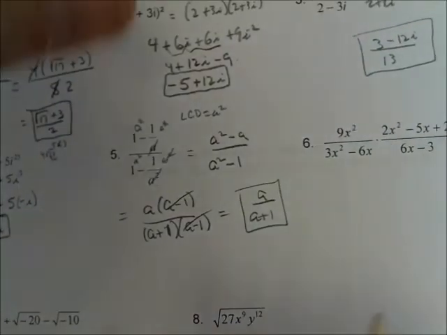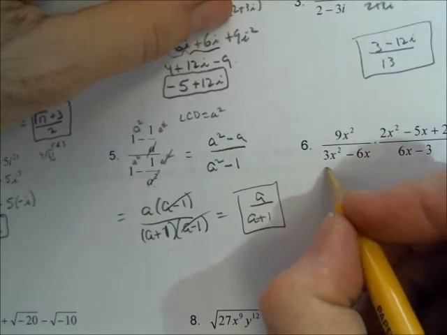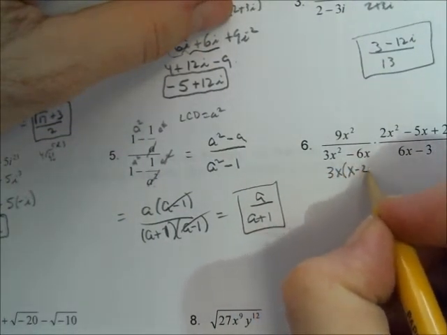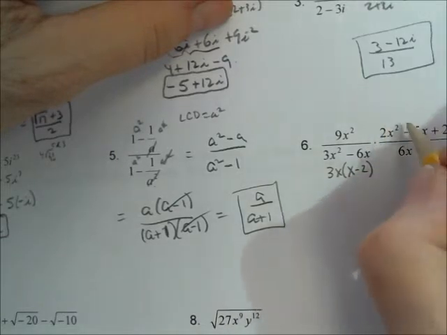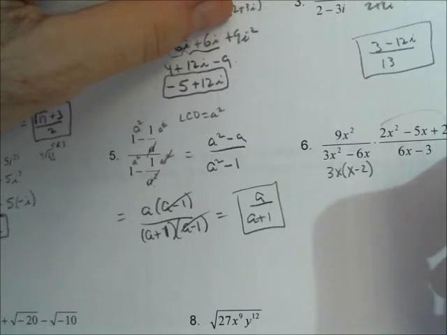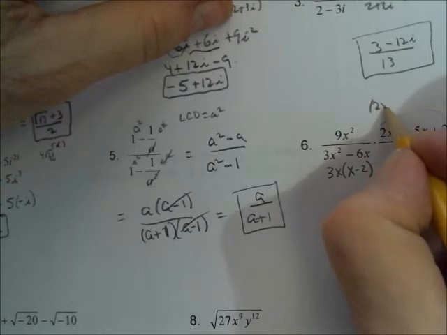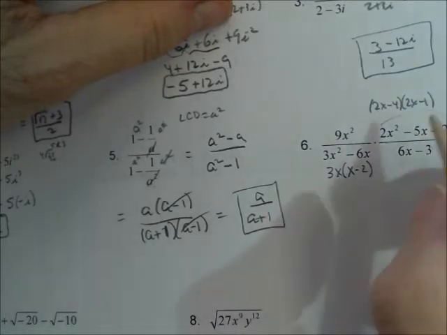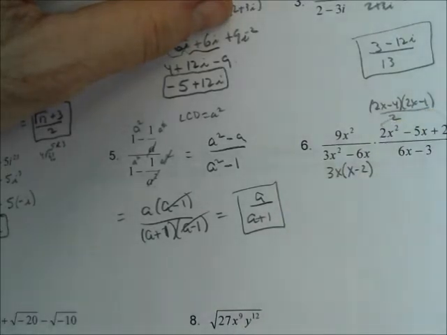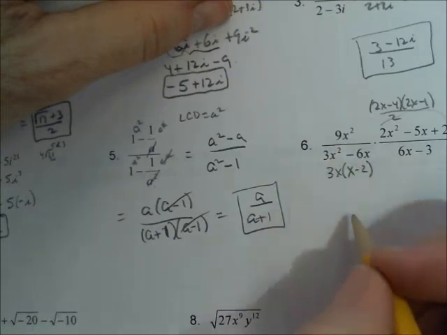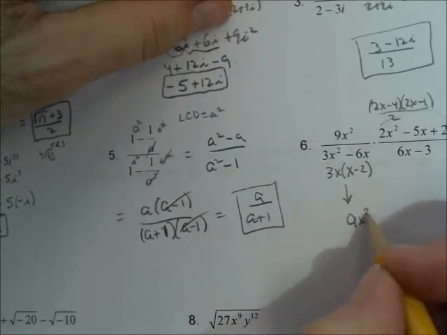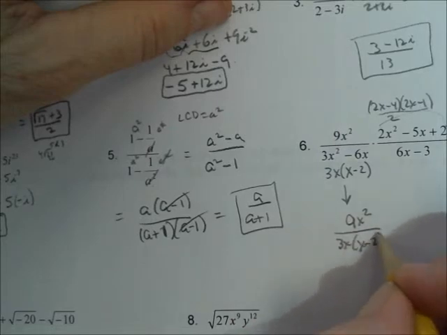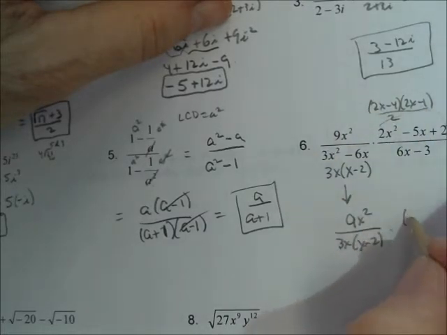Number 6, factor everything possible. Factor out a 3x out of the bottom, and you're left with x minus 2. This is a factor in, factor out, so 2 times 2 is 4. Factors of 4 are negative 4 and negative 1. So we have 2x minus 4 times 2x minus 1, all divided by 2. So with factor in, factor out, I'm going to bring this fraction down here, 9x squared on the top and 3x times x minus 2 on the bottom. The factor in, factor out result was x minus 2 times 2x minus 1.